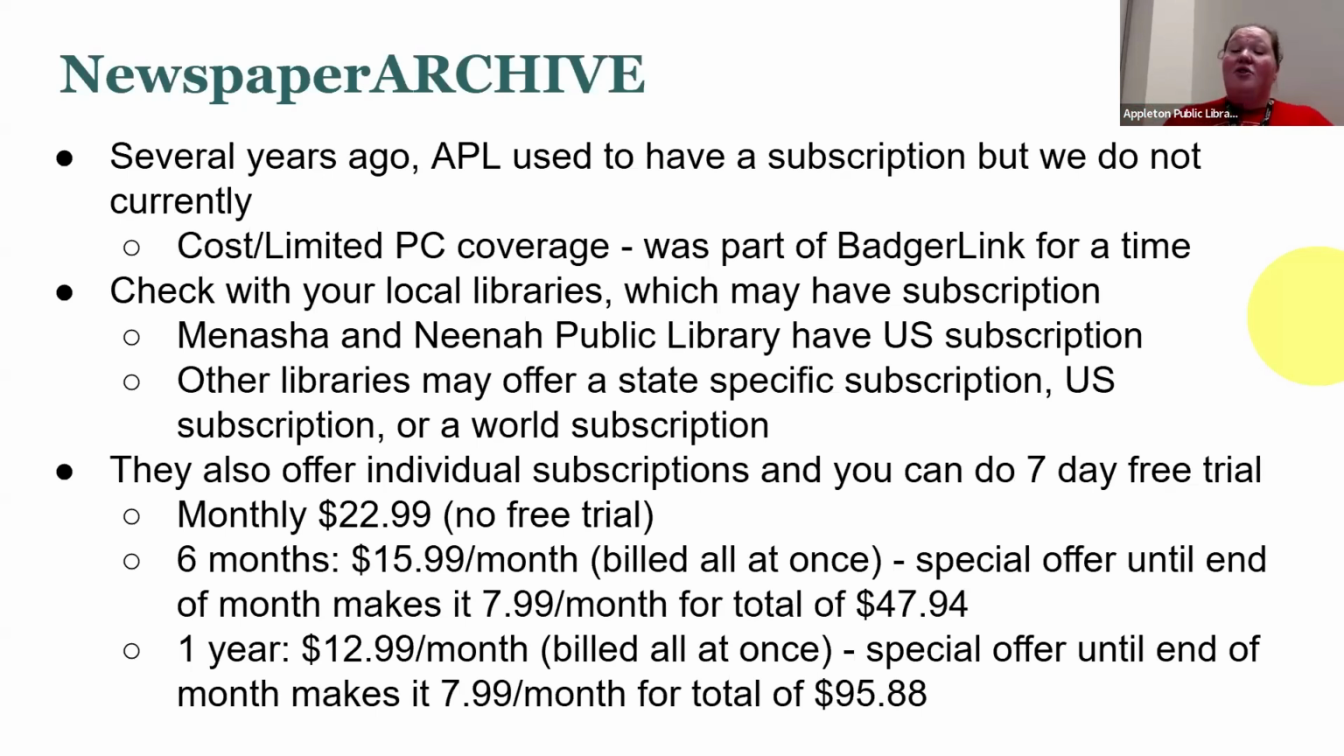They do offer individual subscriptions, so similar to newspapers.com, there's a paid version and the library version. You can do a 7-day free trial of that paid version. It ranges from $22.99 a month up to a year that they do. It's $12.99 a month billed all at once. And they have a special offer going on until the end of the month, which makes it $7.99 a month. So if you're on the fence about subscribing, you might want to think about doing it before the end of the month, because then you can get it for less than $100 for a year.